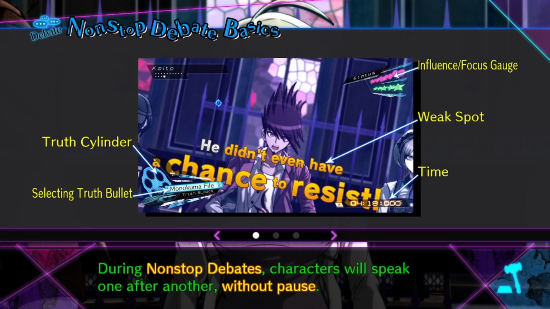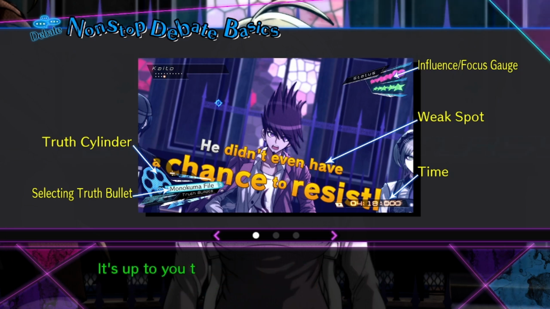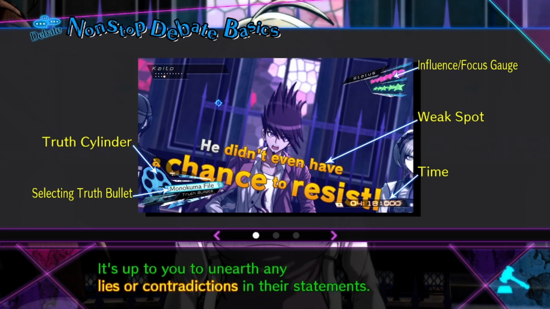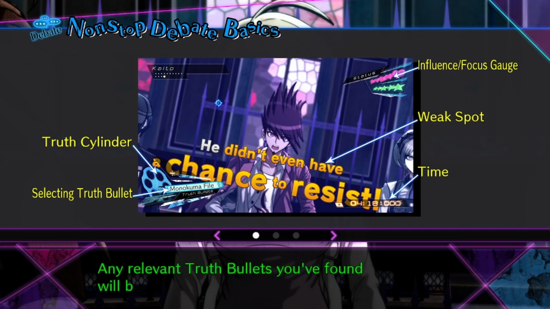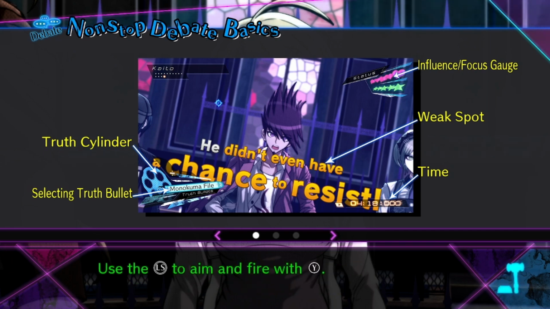During non-stop debates, characters will speak one after another without pause. It's up to you to unearth any lies or contradictions in their statements. You have to use truth bullets you've gathered to refute what they say. Any relevant truth bullets you've found will be loaded into the truth cylinder. Use the left stick, which is just the mouse, and fire with Y, which I think is just left click. Aim for the gold words displayed in their statements. Those are the weak points.